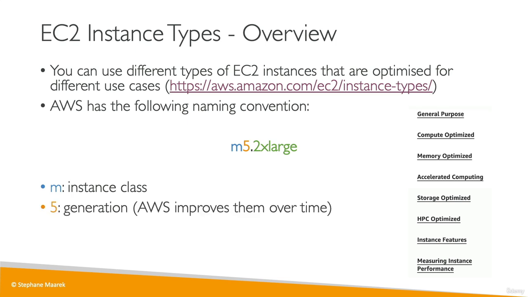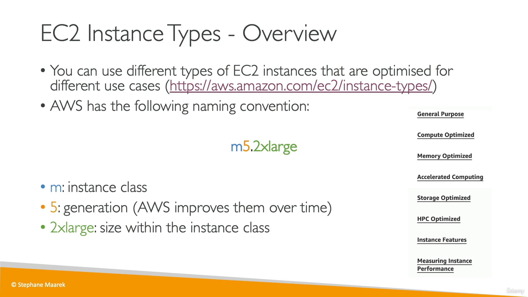As AWS improves the hardware over time, it will release a new generation of hardware. So after M5, if they improve the M instance class, then it will go to M6. And finally, the 2xlarge represents the size within the instance class. It starts as small and then large and then 2xlarge, 4xlarge, and so on. So it represents the size of the instance, and the bigger the size, the more memory and the more CPU you're going to have on your instance.